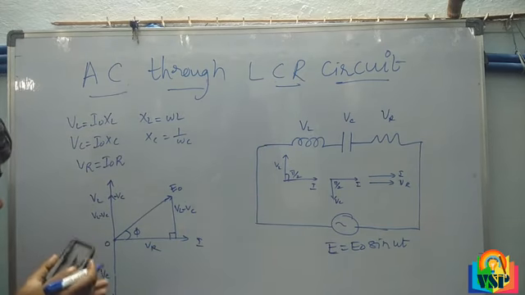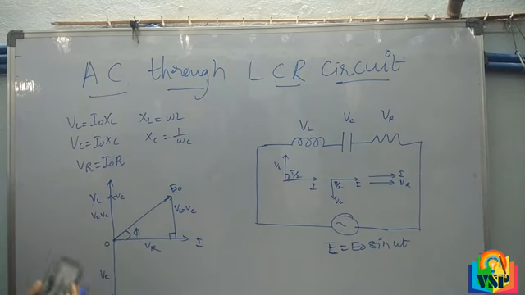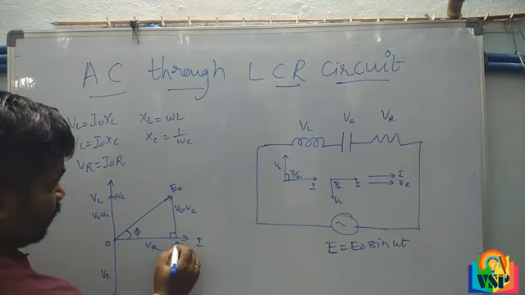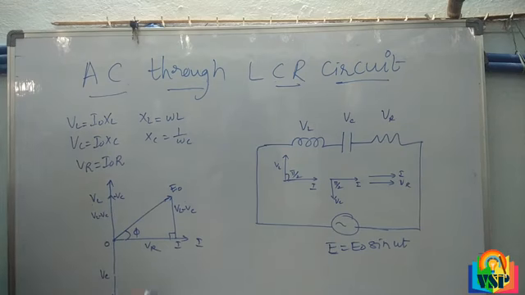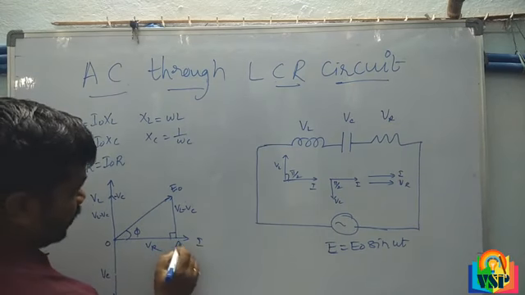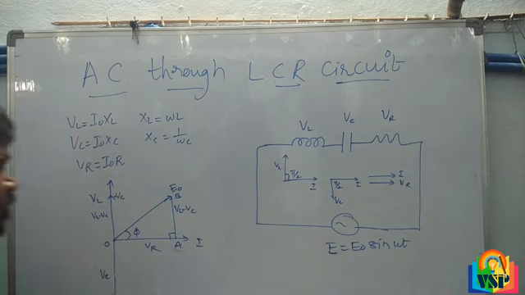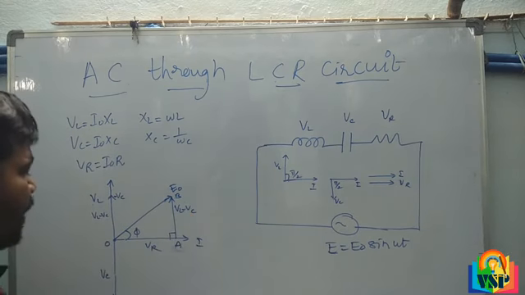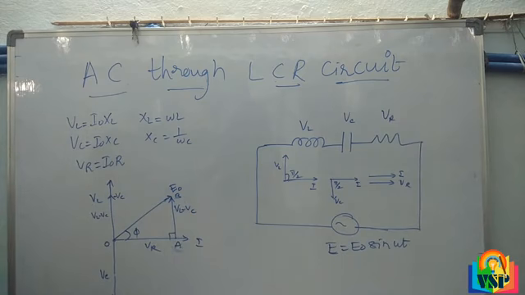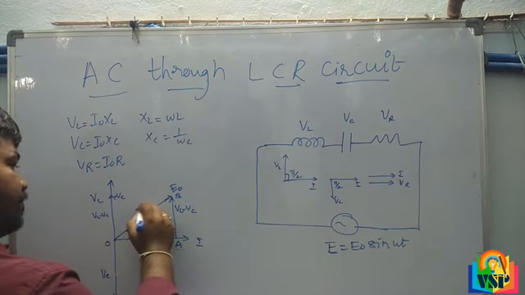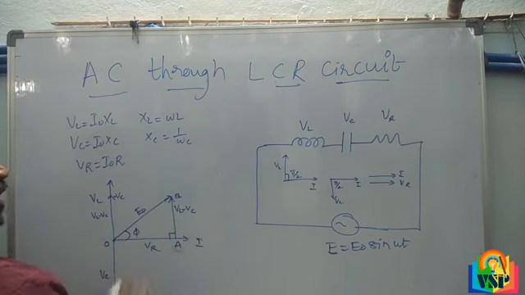So by observing, we have a right angle triangle, OAB. By using the Pythagoras theorem, we have to find the magnitude, that is E0. Very important. Be careful.